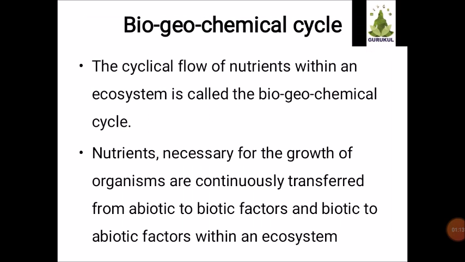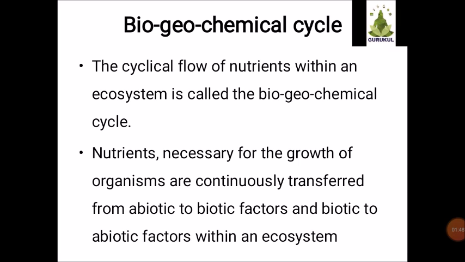Now children, we will be starting towards the biogeochemical cycle. Now what is actually the biogeochemical cycle? The cyclic flow of nutrients within an ecosystem is called the biogeochemical cycle. Cyclic means what, students? Cycle. Okay, means circle, you can say in short for your understanding. So the circular pattern of flow of nutrients in an ecosystem, when a nutrient is flowing in a circular pattern, means there is a formation of a circle. Such a cycle is known as a biogeochemical cycle.